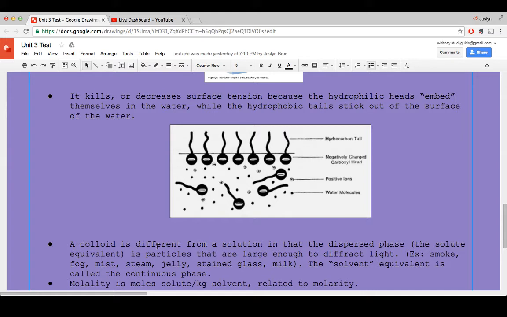So if you have a colloid and a true solution and you shine a flashlight or a light through them, a solution will not make the light visible, but a colloid will. This is because the particles within the colloid are big enough to have light deflect off them.